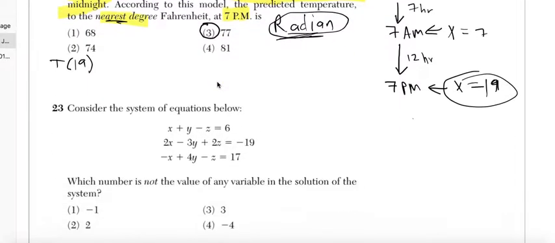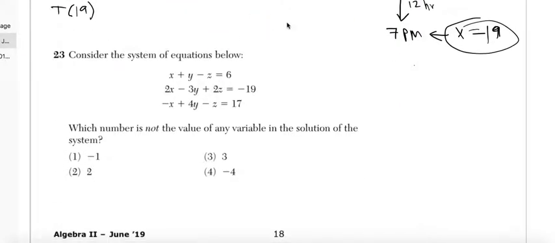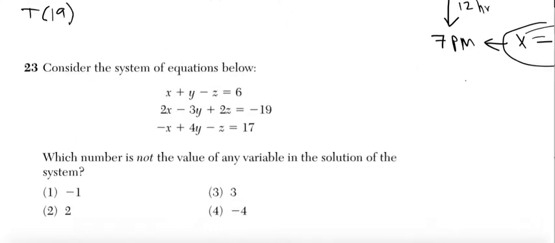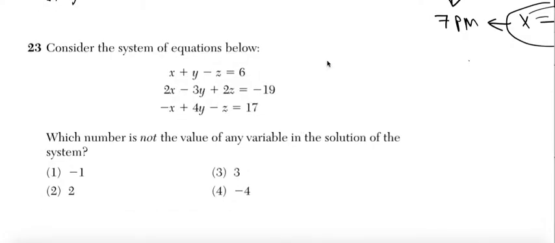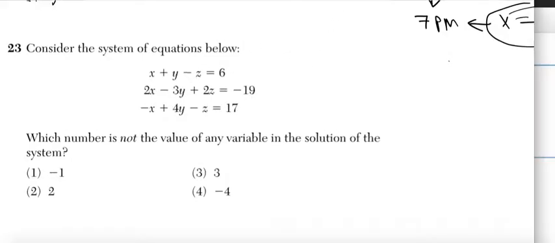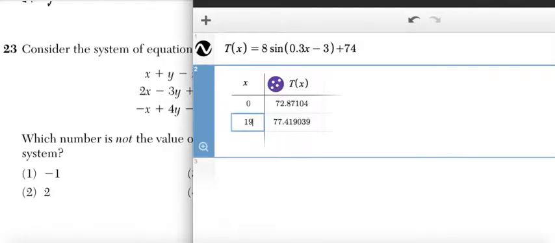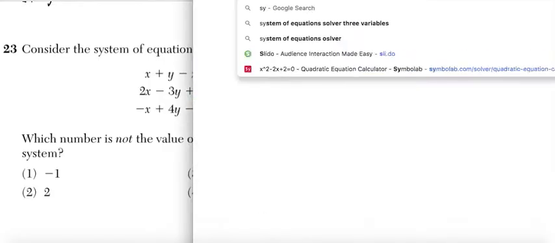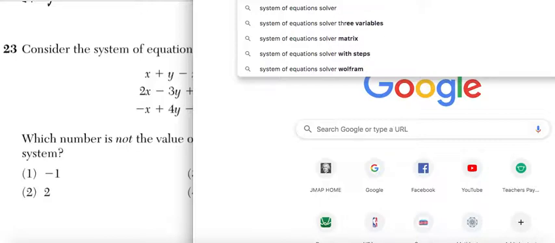All right, now number 23, consider the system of equations below. Now, there should be some kind of system of equation solver, even with 3 variables in your calculator. I don't know which kind you're using. If you're in Casio, you use simultaneous equation solver with 3 unknowns. I don't know how the other ones work. I'm going to go ahead and do this by hand, and then we'll see if I could find something online. I would highly recommend just use the calculator for this one and move on. Let's use the calculator, right? Because I think all calculators should have it. So system of equations solver, 3 variables.